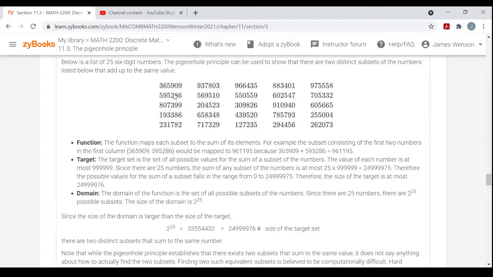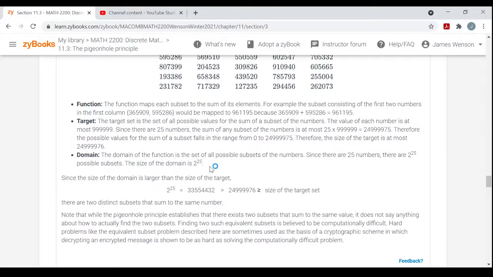But then you just look for the smallest number in here. Whatever the smallest number is, the subset with just that number is the next highest sum possible, and then all the sums after that might be possible. So you could cut this down actually, but they keep it. So there are 24,999,976 possible sums that each of these subsets could map to.